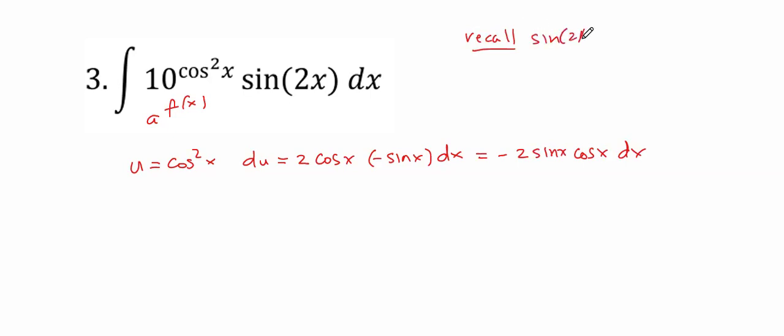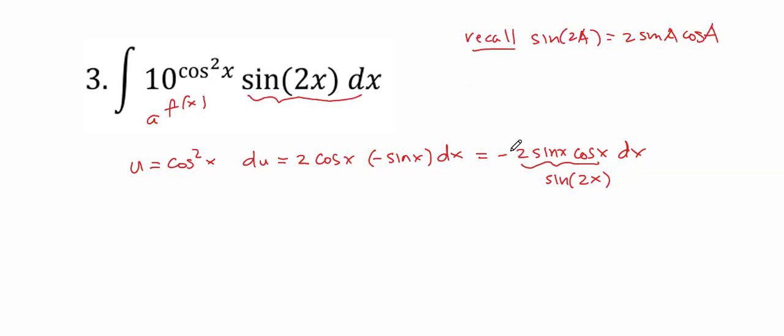So sine 2a is twice sine a, cosine of a. So now, 2 sine x, cosine of x is sine of twice the angle. The product of sine and cosine times 2 is sine of twice the angle. Okay? So notice that the remaining part of the integrand is this. This is the remaining part.